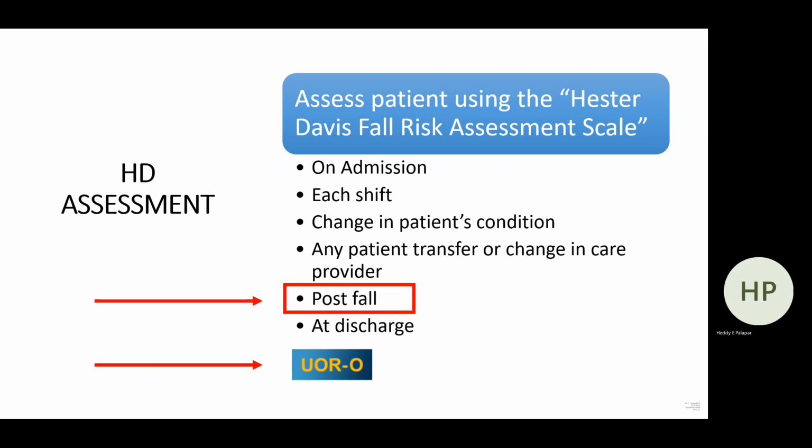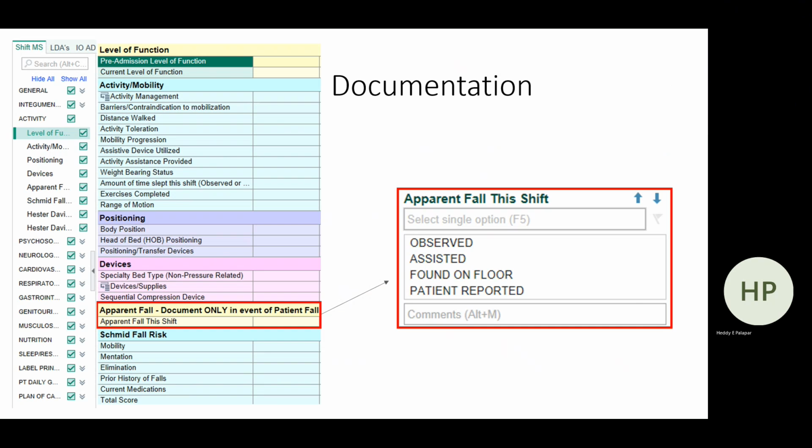In addition to your physical assessment, it's also important to complete a new Hester Davis assessment and implement the required interventions and safety equipment. Also complete a post-huddle form, and don't forget your URR. Other nursing responsibilities include documenting the fall on the shift and the type of fall that occurred. Please be sure to document whether it was an observed, assisted, or if the patient was found on the floor, if the patient reported the fall.